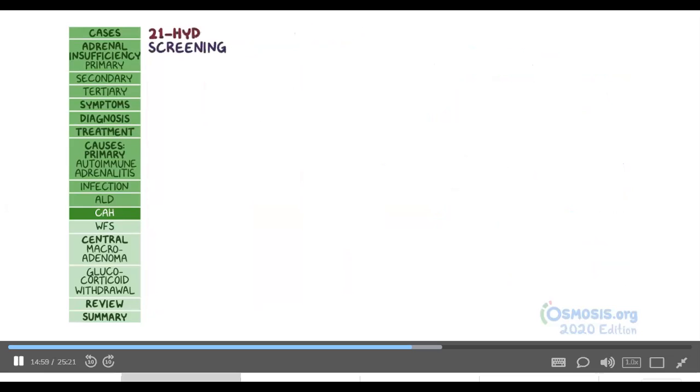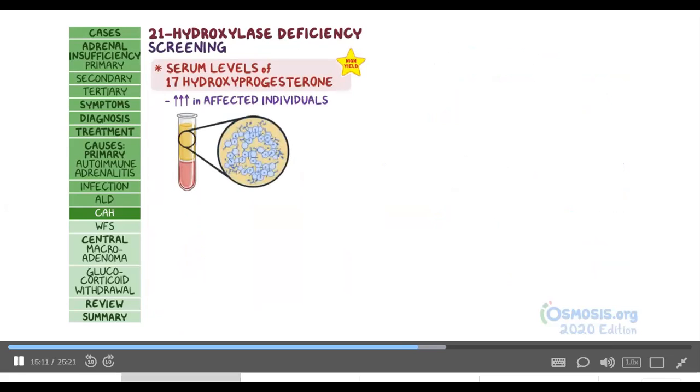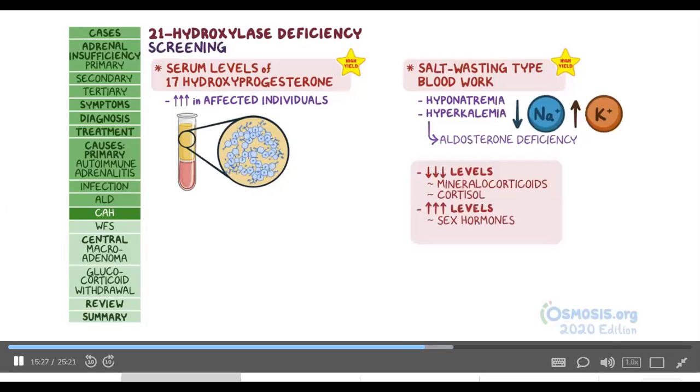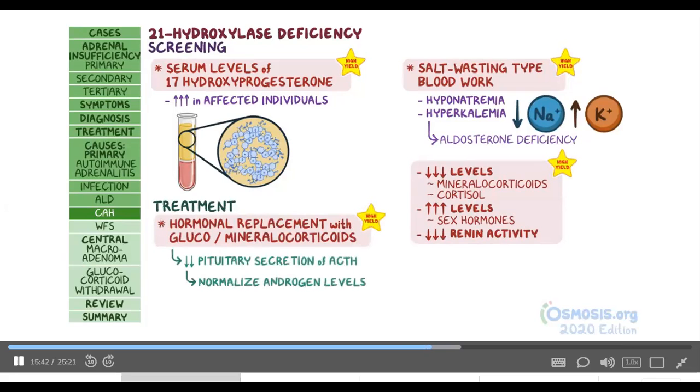Okay, so screening for 21-hydroxylase deficiency involves measuring serum levels of 17-hydroxyprogesterone, which are usually higher or very high in affected individuals due to them not being converted by 21-hydroxylase. In the salt-wasting type, another clue is that blood work might also show hyponatremia and hyperkalemia due to aldosterone deficiency. Other characteristic findings include decreased levels of mineralocorticoids and cortisol, increased levels of sex hormones, and decreased renin activity. And finally, something else to keep in mind is that treatment consists of hormonal replacement with gluco- and mineralocorticoids to suppress pituitary secretion of ACTH, which will also normalize androgen levels.